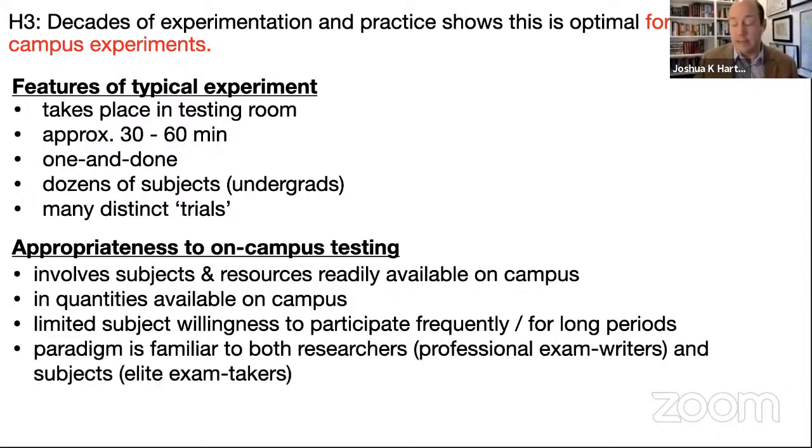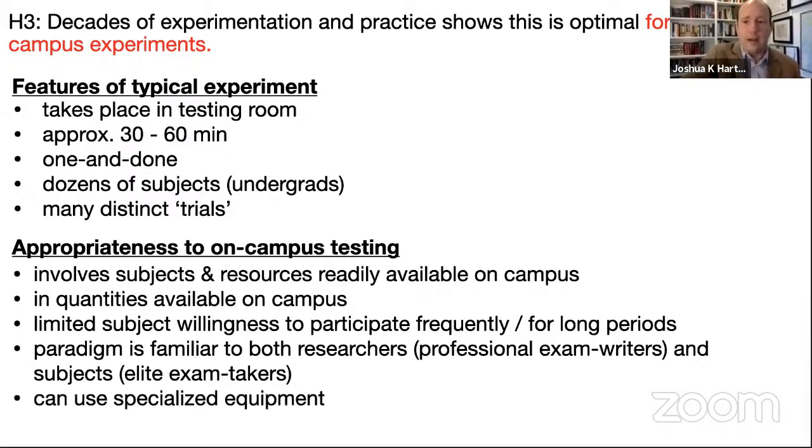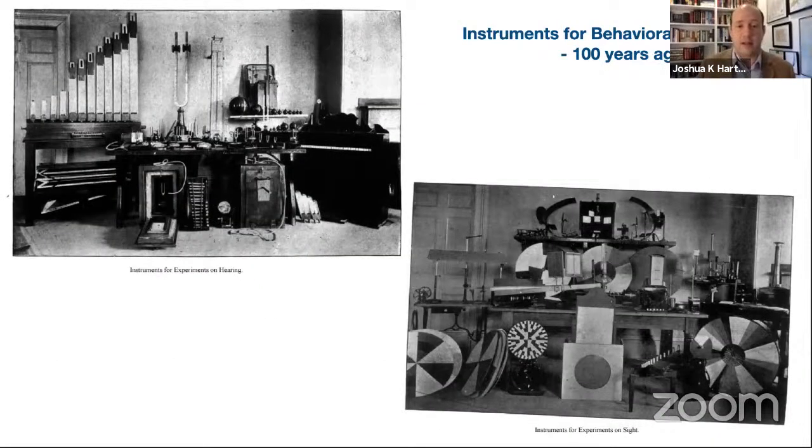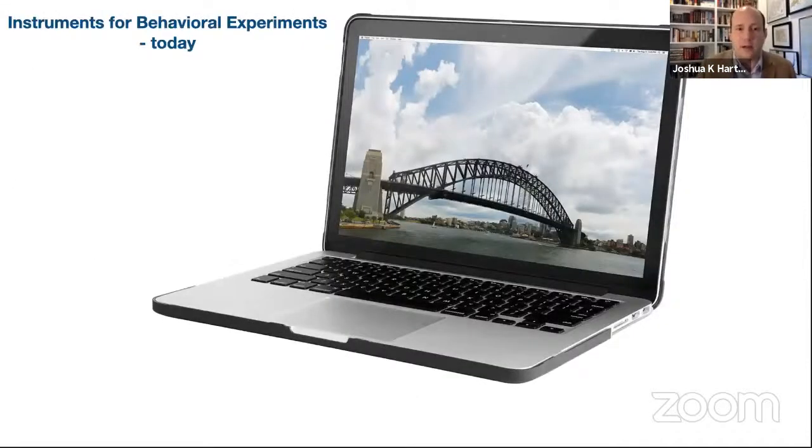The paradigm of test taking is really familiar to both researchers, who are professional exam writers, and subjects who are elite exam takers, right? So literally our subjects are some of the best exam takers in the world. That's actually how they got selected in to being subjects. And also another advantage is you can use specialized equipment in the laboratory. And this used to be crucial, right? So in the early days of psychology, to measure reaction time or to have precise stimulus presentation, you needed all this jury-rigged equipment. But these days, most behavioral experiments are done using equipment that our subjects already have at home.